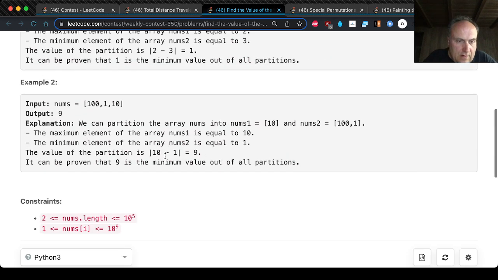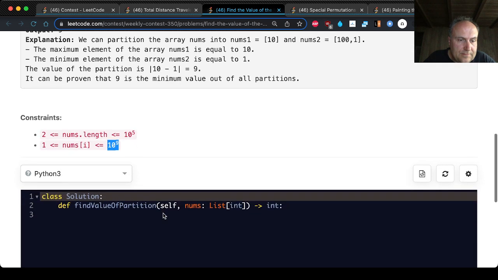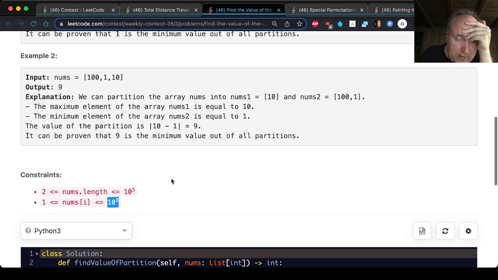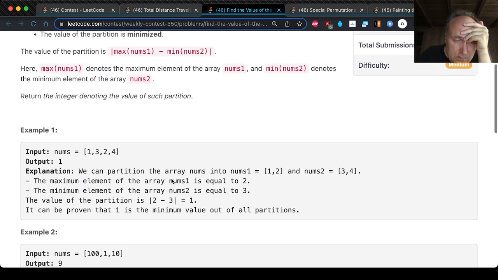Okay, so there is 100,000 elements. Value can be up to 1 billion, so it could overflow. You know what? No, I might want to do it in Python. It's just so I don't have to deal with overflow. I can always come back and do it in Kotlin later.